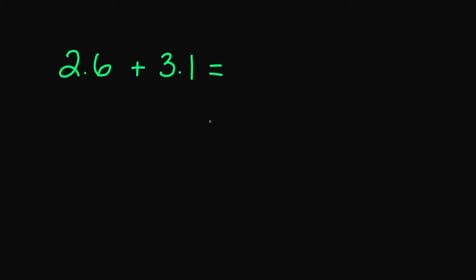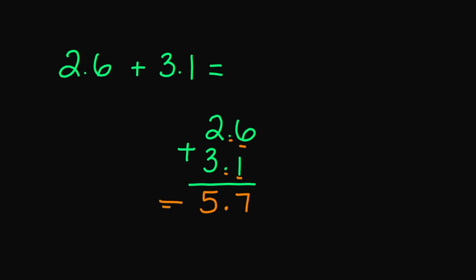First, I'm going to set up my problem. It'll be 2.6 plus 3.1. And notice that my decimal points are lined up. Okay, so first we're going to add 6 plus 1. That's going to give us 7. And then I'm going to bring my decimal point here. And then we have 2 plus 3, and that is going to give us 5. So your final answer is 5.7.